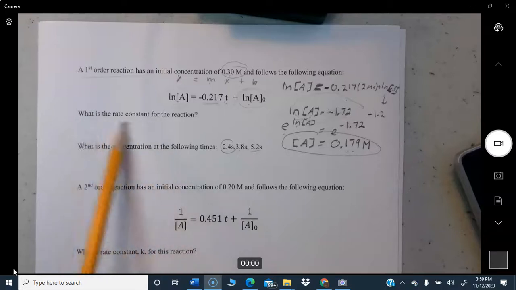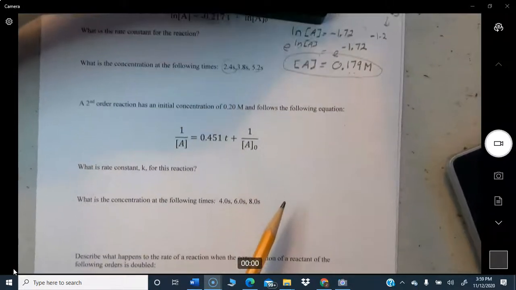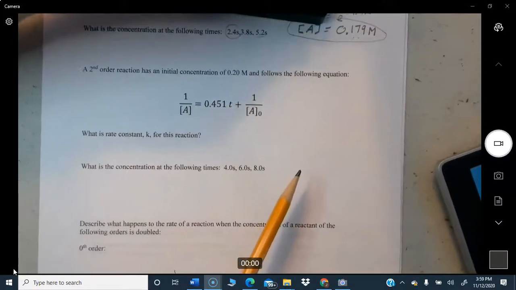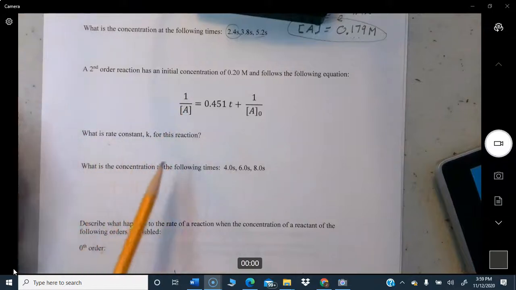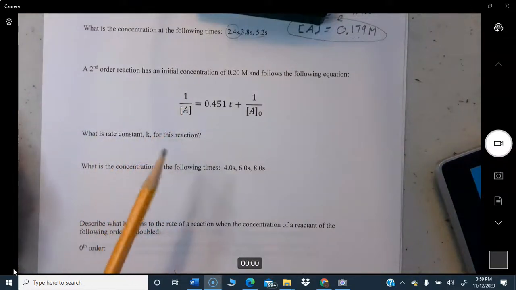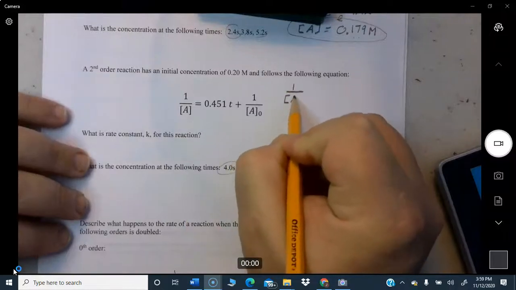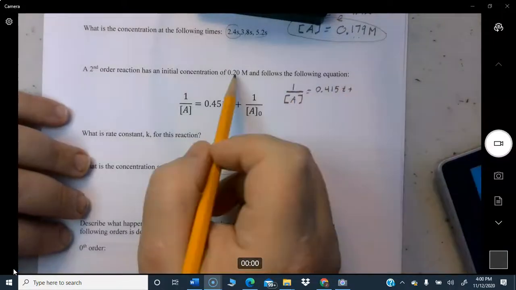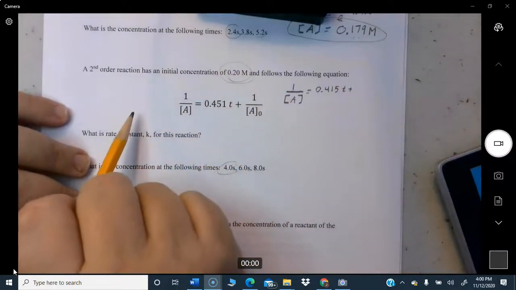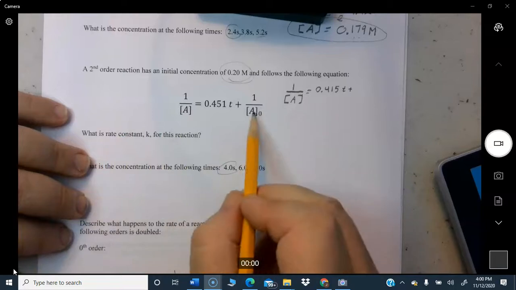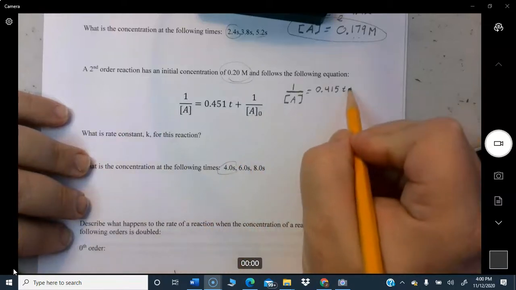Again, you answer this question: what is the rate constant for this reaction? Next one is second order. Same thing, it's asking, what is the rate constant for that reaction? I'll go ahead and work 4.0 for you here. And we have an initial concentration of 0.2 right there. So that's what's going to go in for A0.